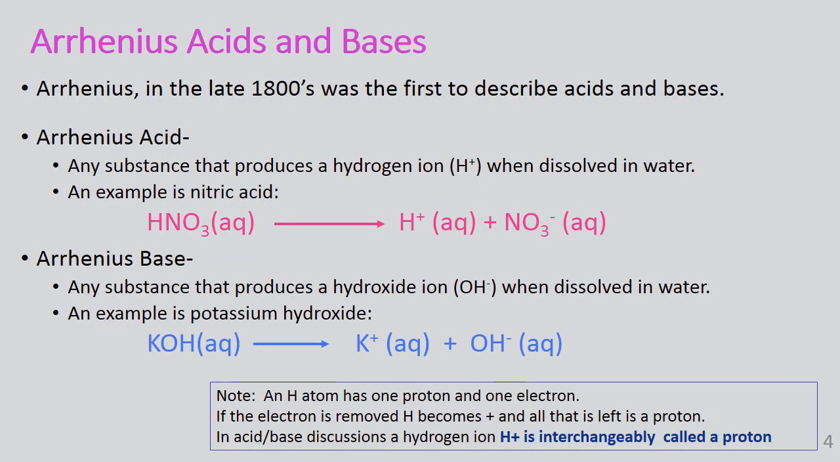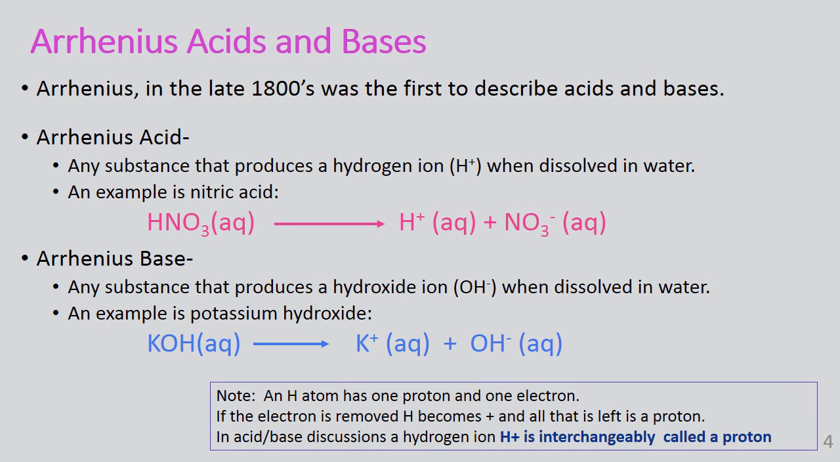All right, so let's talk about the definition. What is an acid? What is a base? Well, Arrhenius was someone who studied acids and bases in the 1800s, and he described an acid as any substance that produces a hydrogen ion, an H+ ion, when dissolved in water.